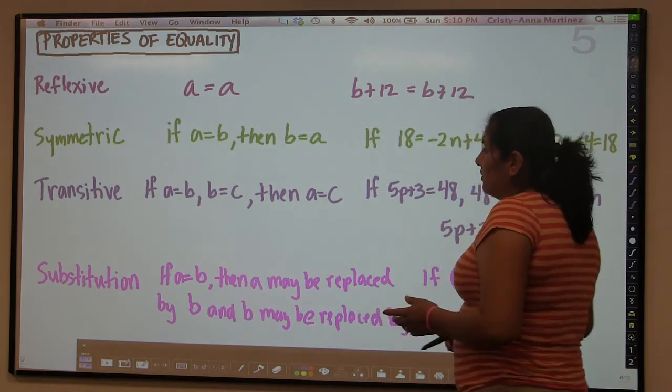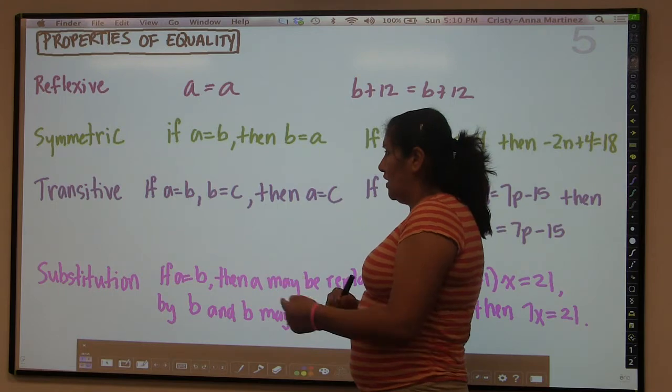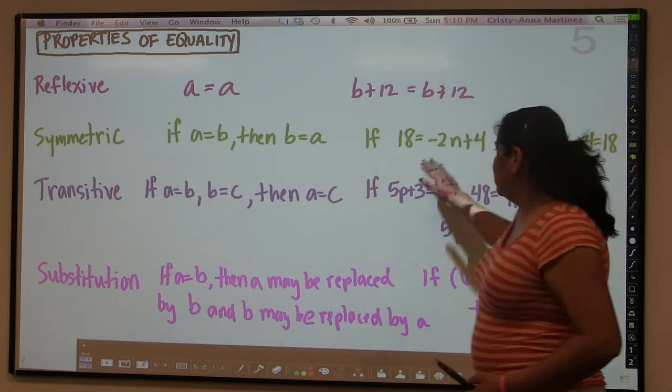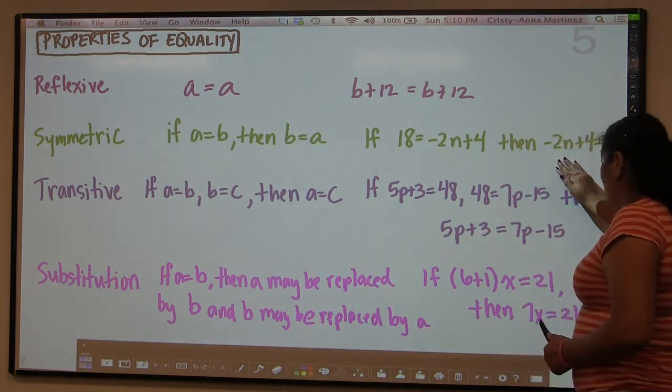Symmetric property is a little bit backwards. It says that if A equals B, then B equals A. It's kind of reverse the direction of the roles there. That means that if 18 equals negative 2n plus 4, then writing it as negative 2n plus 4 equals 18 is the same thing.